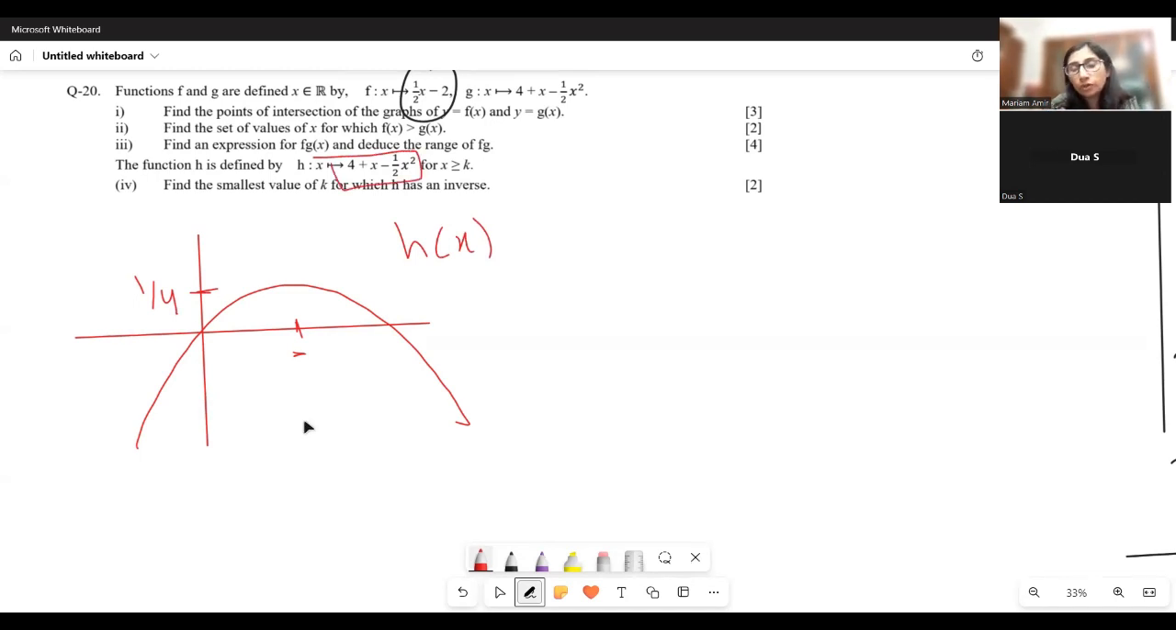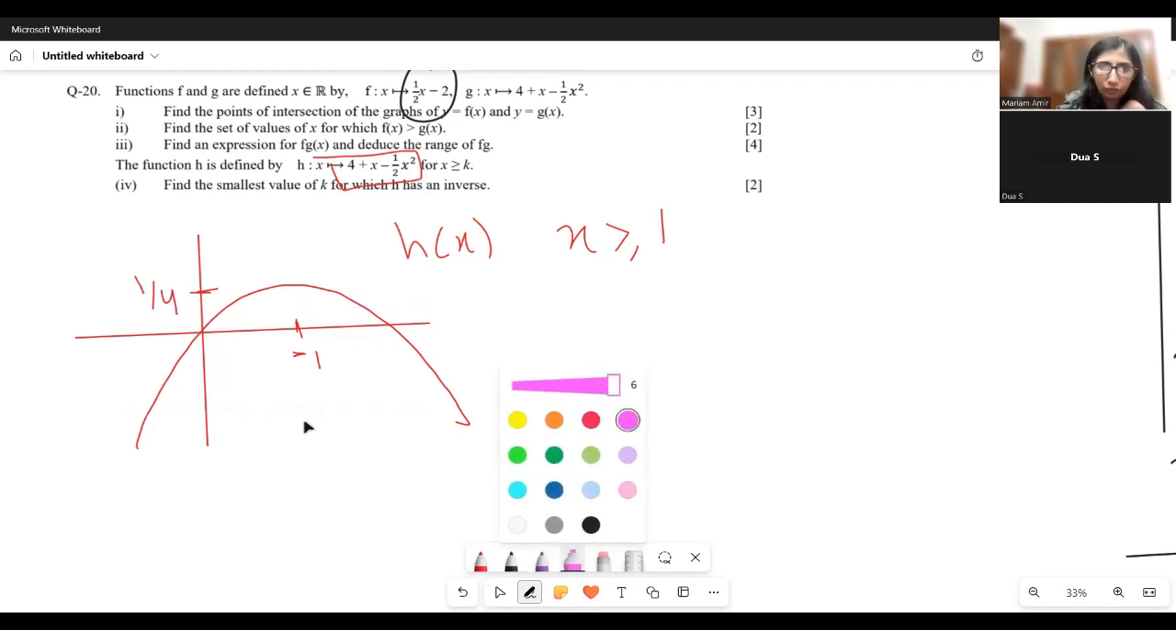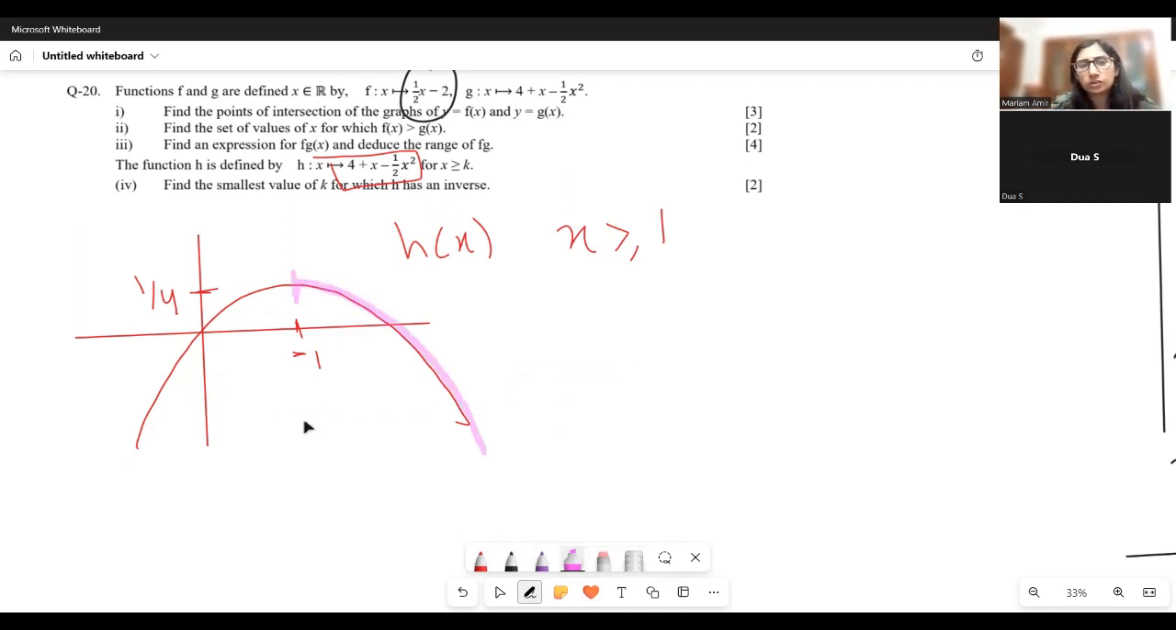So what should be the minimum value of k such that it is a 1-to-1 function? Currently, it's not a 1-to-1 function because it fails the horizontal line test. But if you start the function from here, then it will be a 1-to-1 function. So what's the smallest possible value of k so that the function h(x) has an inverse? Yes, 1. So the answer should be 1. Yes, so k is equal to 1.